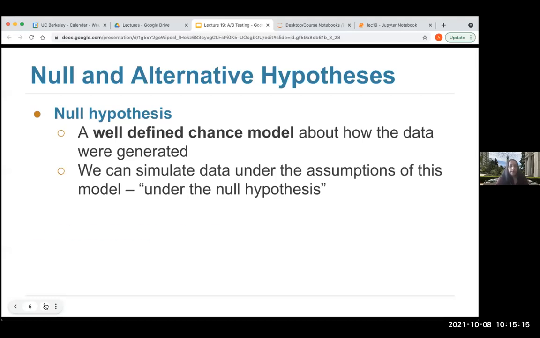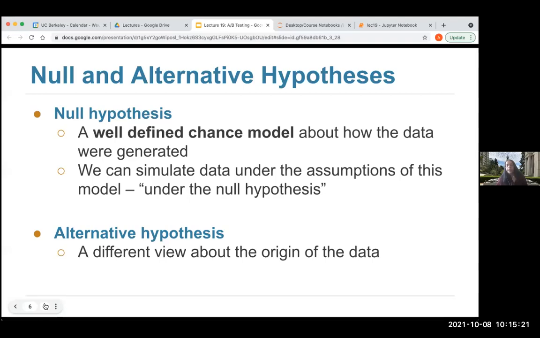The other one, brilliantly, is called the alternative. And it is a different view of the world. And this may be a chance model, it may not. It's an opposing point of view, and typically, almost invariably actually, it is such that you can't simulate data under it, right? It has a different status in that sense.